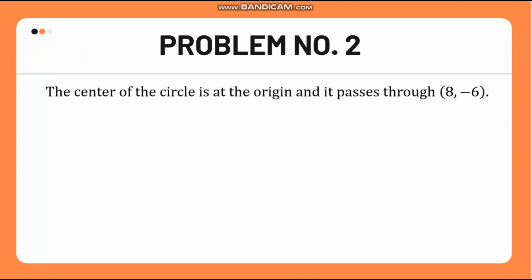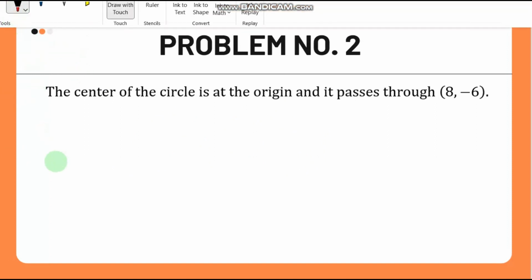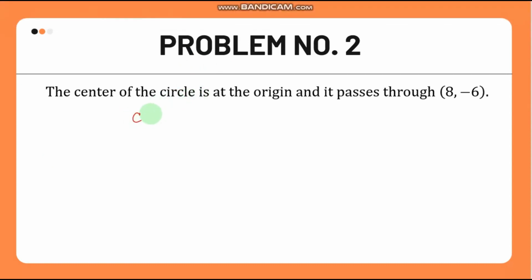The second problem is, the center of the circle is at the origin and it passes through the point (8, -6). So first we are going to find the radius by getting the distance from the center, which is (0, 0), to the point (8, -6). So for our distance formula, we're going to use r. So r is equal to the square root of (x₁ - x₂)² + (y₁ - y₂)².